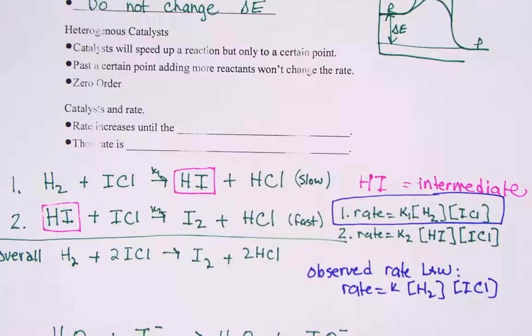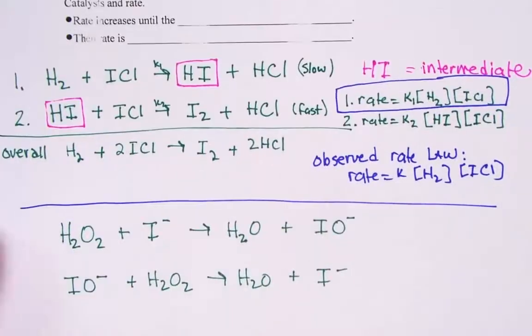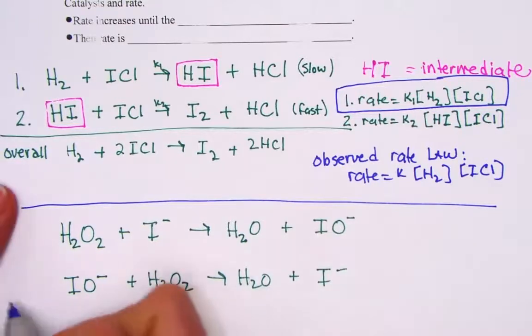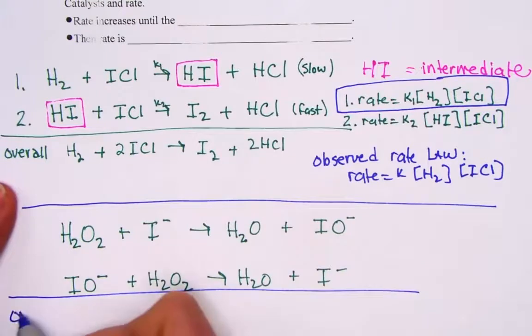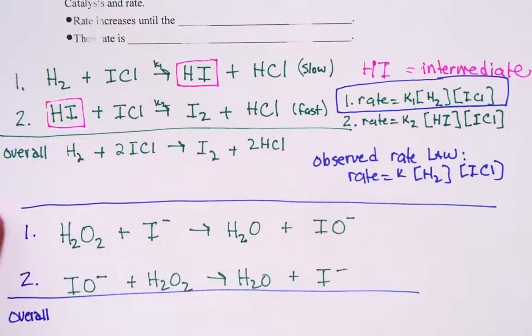Now let's compare this to a second example I have written down below. Here we have a molecule of peroxide, H2O2, plus I negative, forming water, and IO negative. IO negative then reacts with H2O2, producing water, and I negative. We have some overall equations to consider. The overall equation is simply adding together both elementary reactions, simplifying what we can.